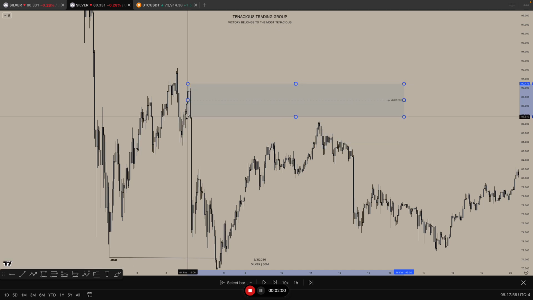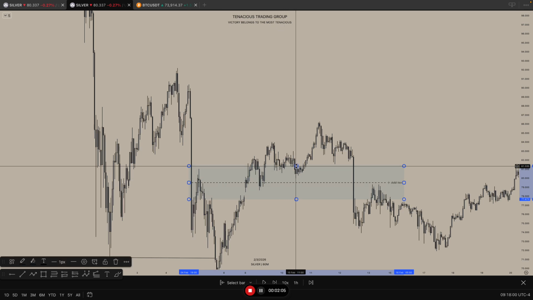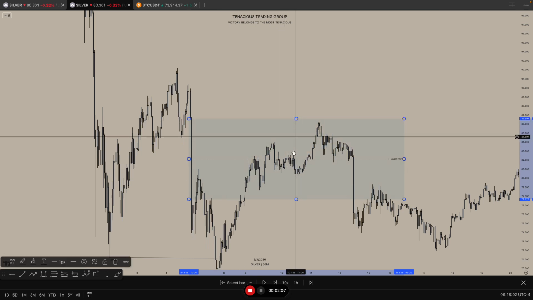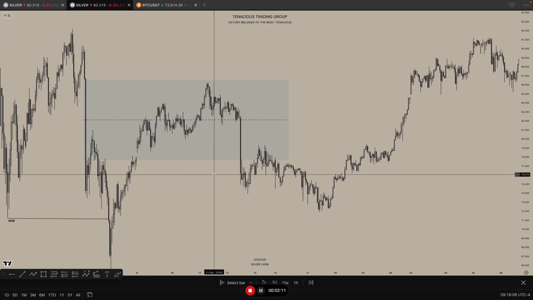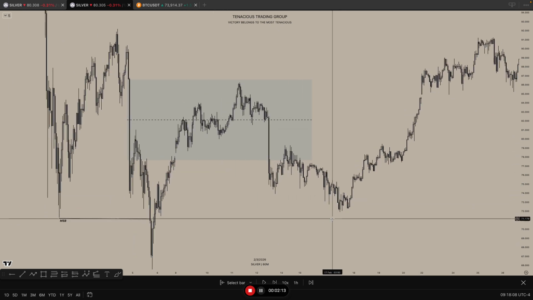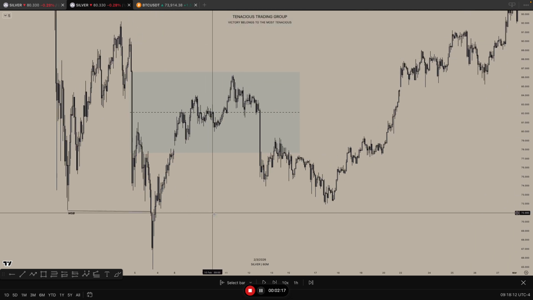We have an imbalance. So we have an imbalance over here. We've now tapped into it. We do have a nice reaction that pushes us lower, but it's not enough to take out our previous lower low. Internally, what have we done?